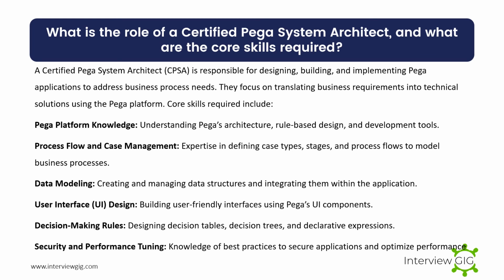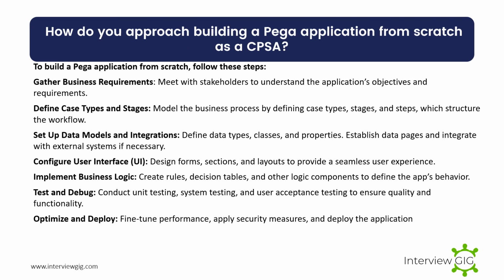Core skills required include Pega platform knowledge, understanding Pega's architecture, rule-based design, and development tools; process flow and case management, expertise in defining case types, stages, and process flows to model business processes; data modeling, creating and managing data structures and integrating them within the application; user interface, UI design, building user-friendly interfaces using Pega's UI components; decision-making rules, designing decision tables, decision trees, and declarative expressions; security and performance tuning, knowledge of best practices to secure applications and optimize performance.